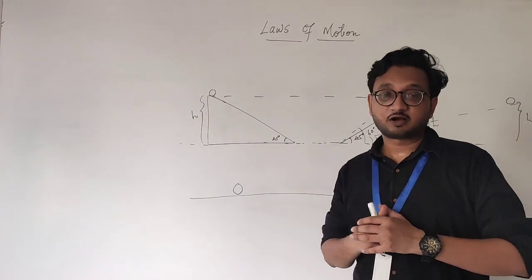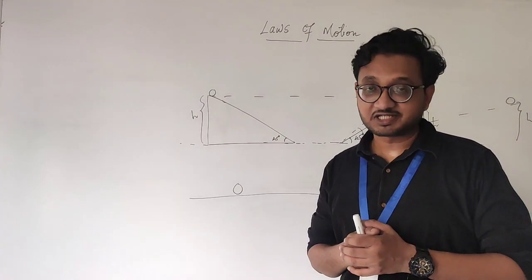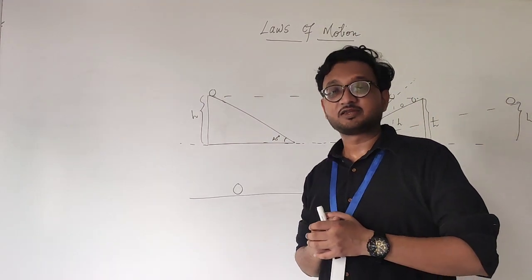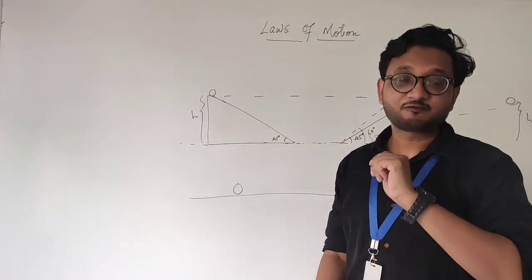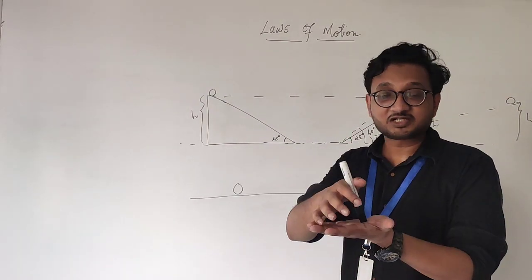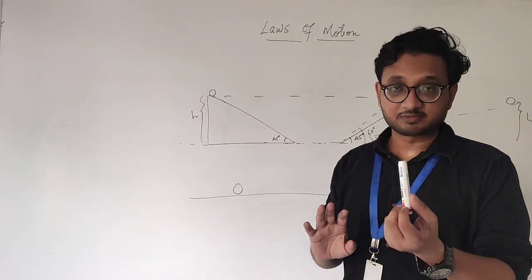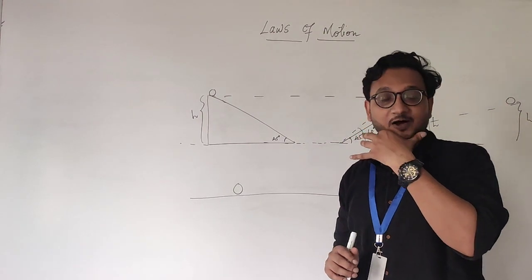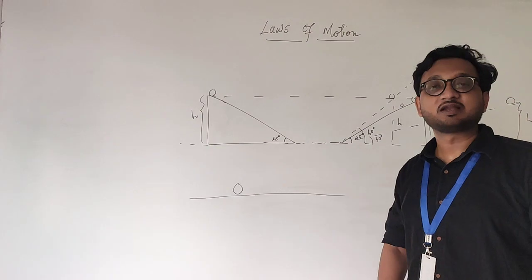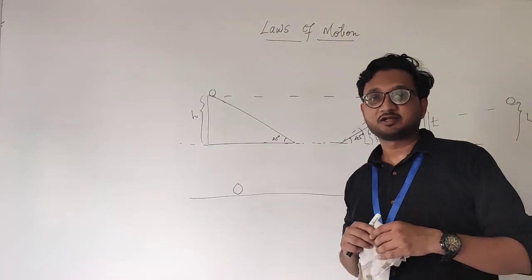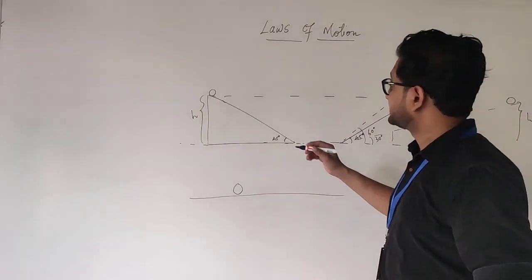I repeat the first law of motion. It states that the object at rest or stationary will remain at rest, and the object in motion will remain in motion unless any external force is applied. So the object will keep on minding its own business unless it is disturbed. So it is just like us. The object at rest will remain at rest, and the object in motion will remain in motion unless any external force is applied. Okay?